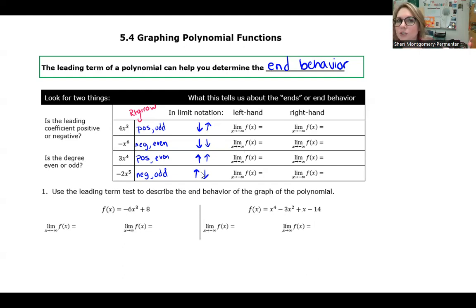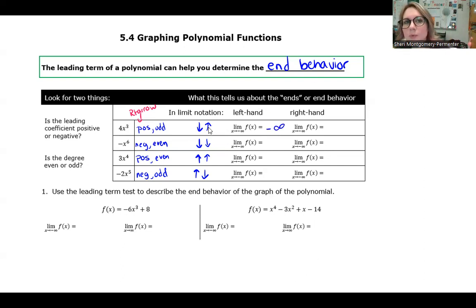And so the way that we're going to describe these, if you're pointing up, you're going to positive infinity. If you're pointing down, you're going to negative infinity. So for the first one, my left hand is asking for the left arrow. The left arrow is pointing down. So we would call that what? Negative infinity.